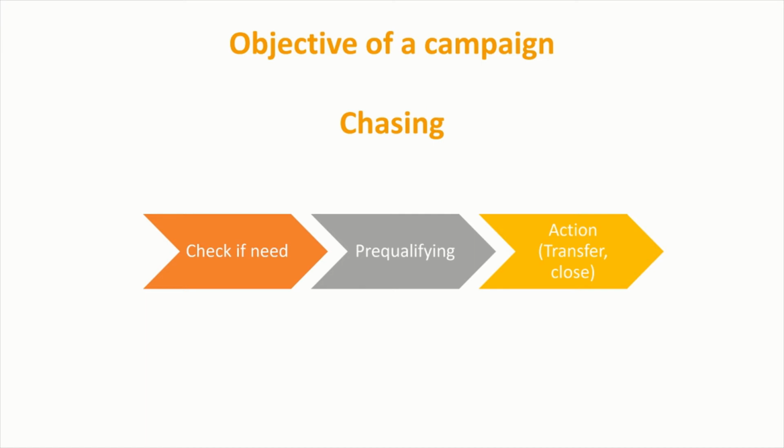Chasing. Chasing is normally when a lead has existed from any of these other campaigns, but you need to follow up again. So this is normally just we have information about the customer already. We check if the need still exists. We pre-qualify them and we perform an action, transfer or close or whatever it is. And chasing is normally when customers have expressed an interest, but they can't do it now, or they were too busy, or something occurred that we needed to follow up on this customer.